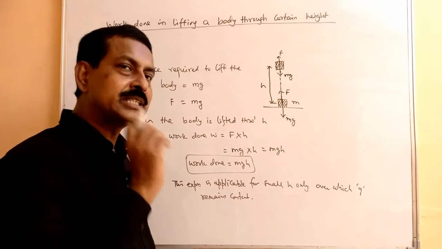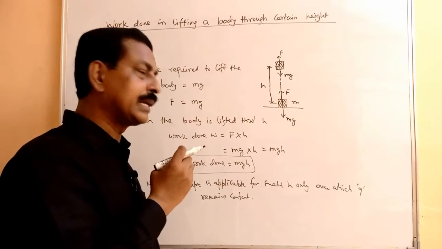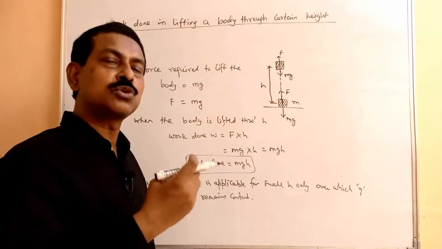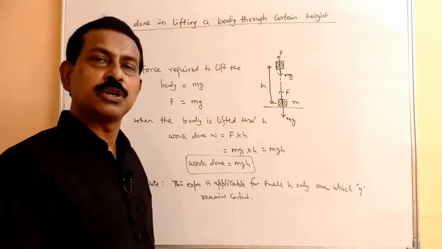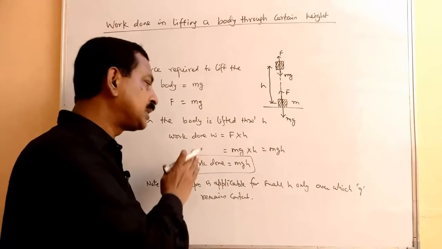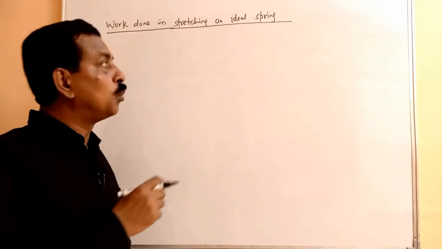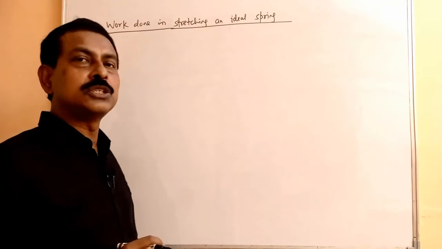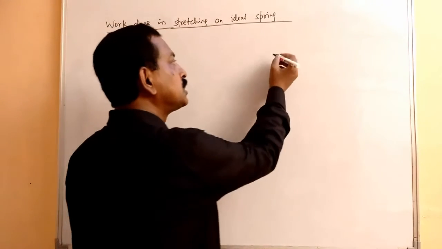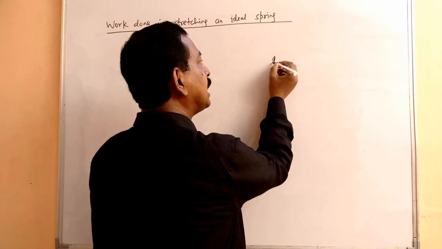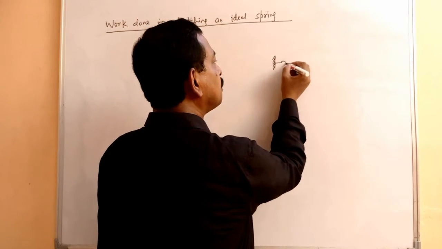Remember what we have basically done. We have taken a case where the force remains constant in the displacement of the body, and we have calculated the work done for that case. Let's now take work done in stretching an ideal spring. Suppose we consider that we have a spring here.